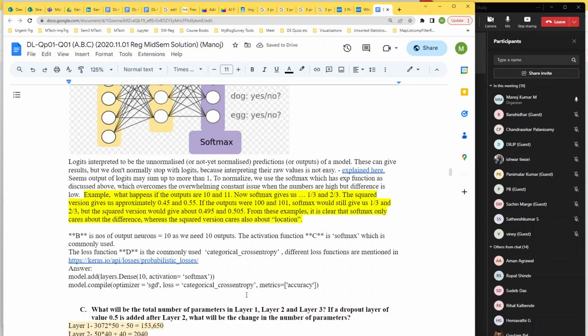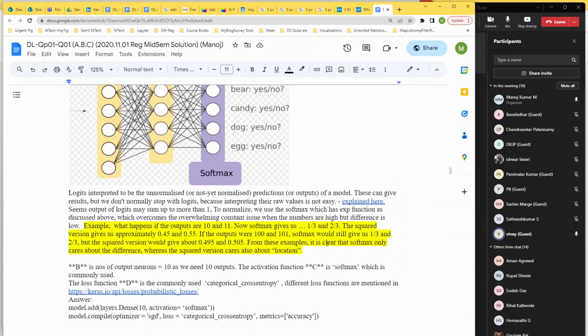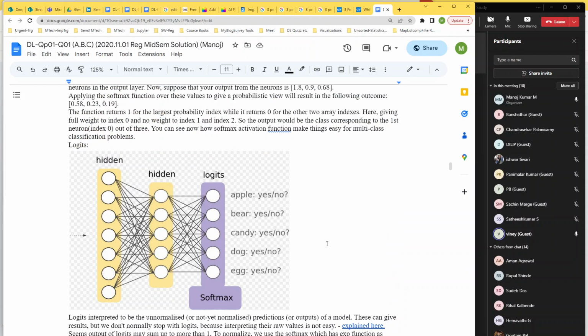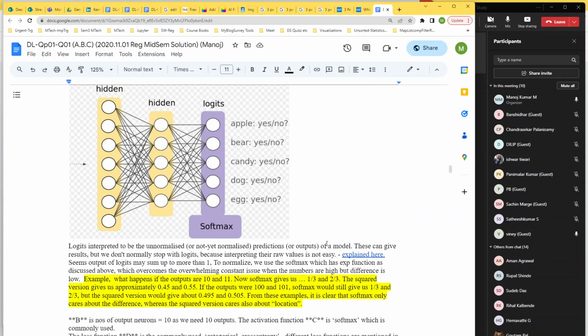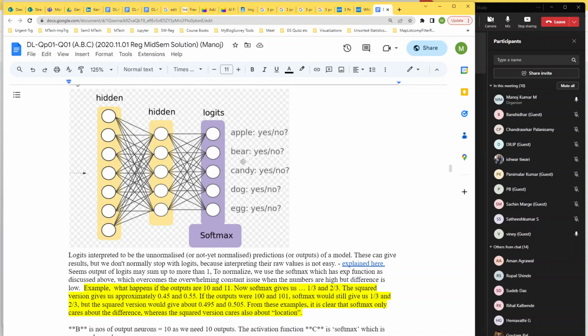The loss function used is categorical cross entropy, and this is the default loss function used with softmax. So we got this answer. B is the number of neurons, 10, and C I was not very clear on this. So the individual value can be anything, but the final value has to be between 0 and 1, because each one has to be between 0 and 1. That's the point actually.